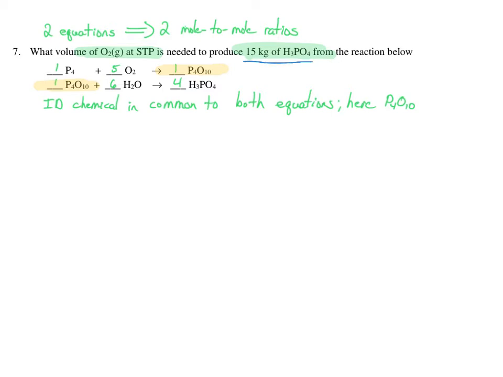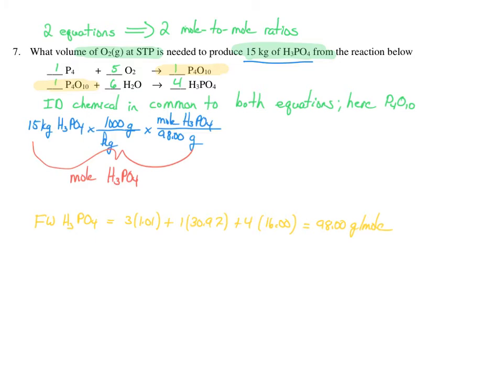We start with the amount of phosphoric acid, and we know we need to convert that to moles so that we can compare it to another chemical. It's in kilograms, so we first do the conversion from kilograms to grams, and then we can go from grams to moles using the formula weight. So these calculations taken together are going to give us the moles of phosphoric acid, H3PO4.